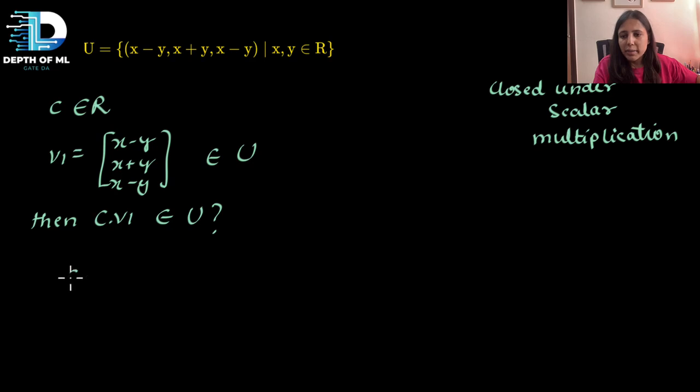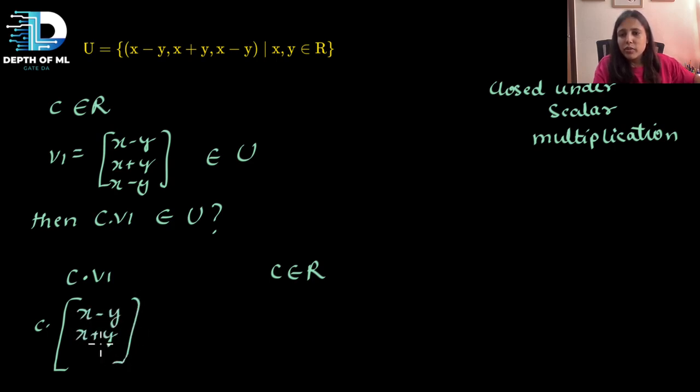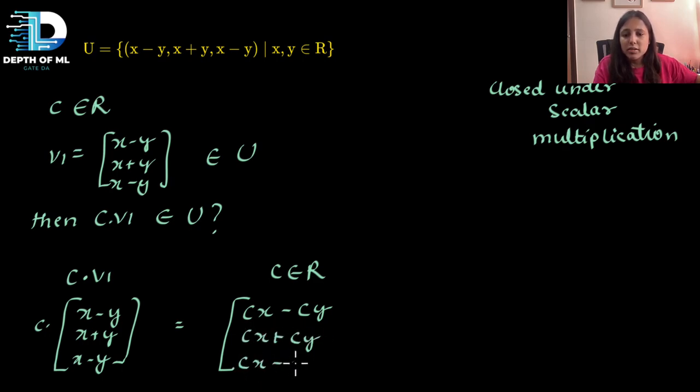So let's do that. Let me take C times V1. I'm taking some C which comes from the real number line. I don't know what the value of C is. It can be anything from the real numbers. I'll see what the value of CV1 is. So what I have to do is multiply this C inside the vector form. So this is x minus y, x plus y and x minus y. Right, we have to multiply this. So this is cx minus cy, this is cx plus cy, and this is cx minus cy.